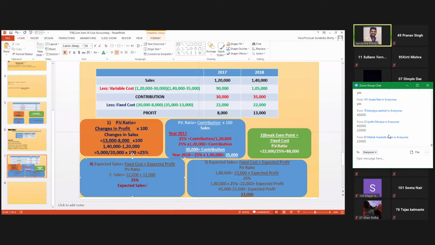So the formula remains the same for both. What is the expected sales, students? 22,000 plus 12,000, 34,000 divided by 25%. 34,000 divided by 25% gives 1,36,000. 1,36,000 is the right answer. And the fifth question is, what is that fifth question?